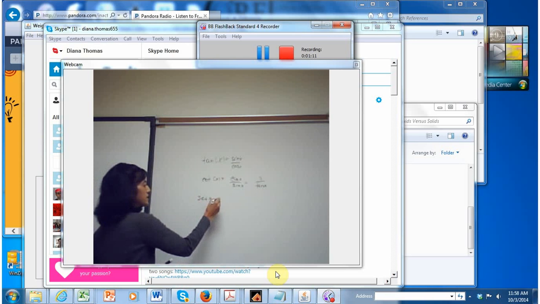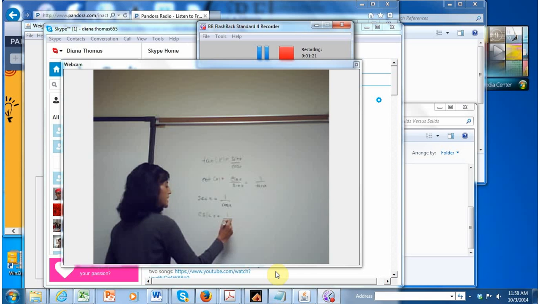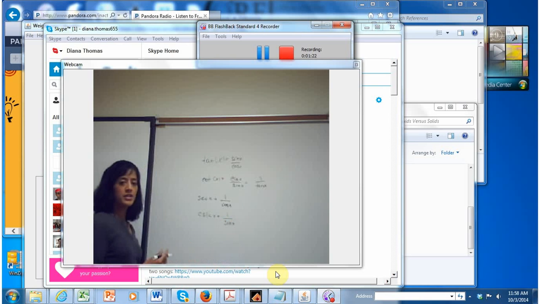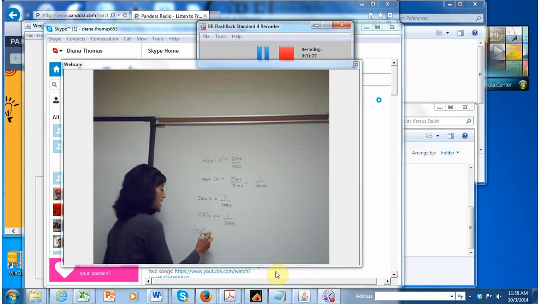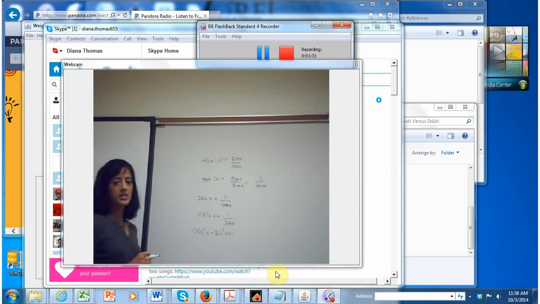Secant x is equal to 1 over cosine x, and cosecant x is equal to 1 over sine x. And you will be asked for the most famous identity. Cosine squared x plus sine squared x is equal to 1. So those things you're going to just list out on the second page.